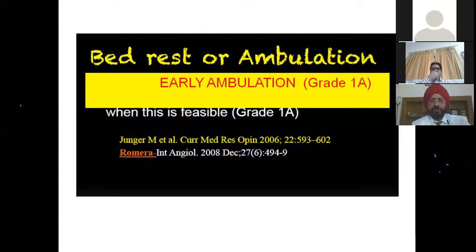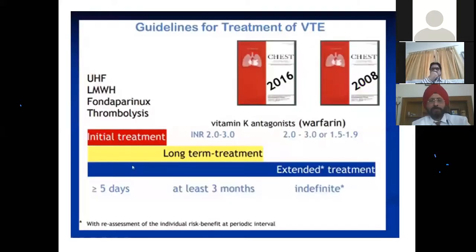Bed rest is not advised. In fact, we say early ambulation as soon as feasible. That is grade 1A. And then the treatment is anticoagulation. I'll take you through the steps, and these are the guidelines of the CHEST and the ACCP 2008 and 2016.